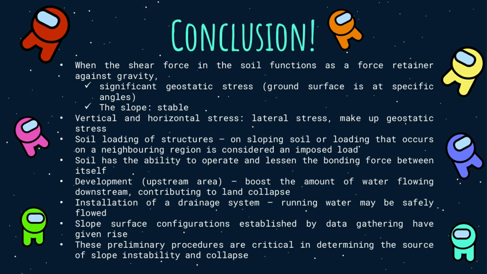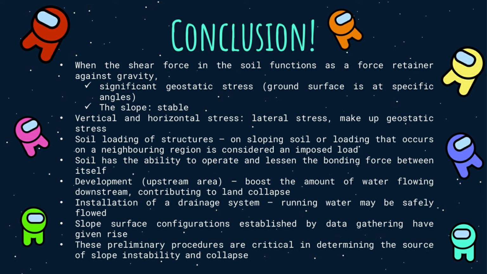For the conclusion, when the shear force in the soil functions as the force retainer against gravity, it will cause significant geostatic stress when the ground surface is at a specific angle. Thus, the slope is considered as stable. The vertical and horizontal stress, defined as lateral stress, make up geostatic stress.